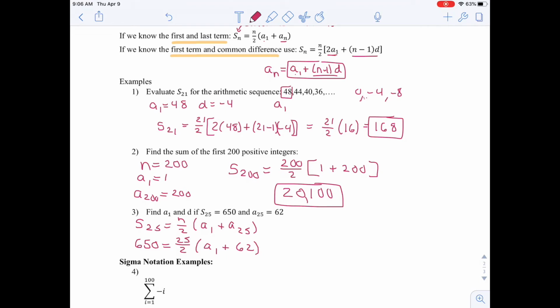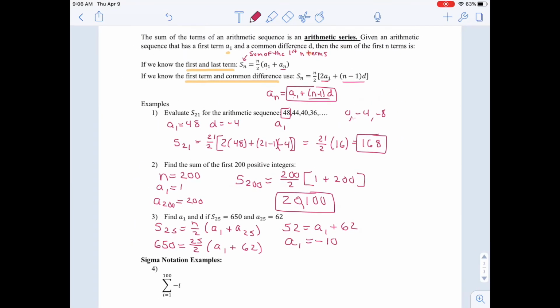So we can start by taking that 650 and multiplying by the reciprocal of 2 over 25. We see that 52 equals the first term plus 62. Subtract that over, and we find out that the first term in this sequence would be negative 10. Now that's okay. You can have a negative first term.